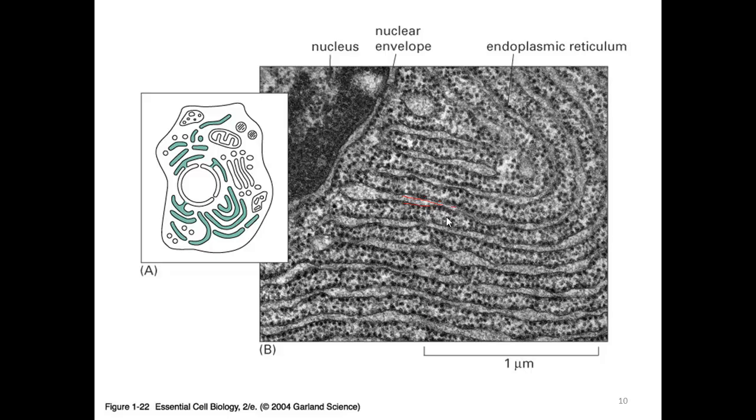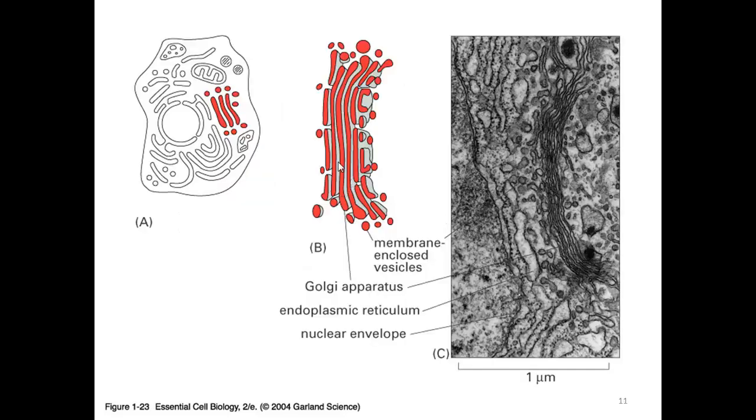That is a site of lipid synthesis in the cell. The Golgi apparatus, or sometimes simply referred to as the Golgi, is a series of stacked membranes that are involved in protein sorting. We have proteins being synthesized on the rough ER.